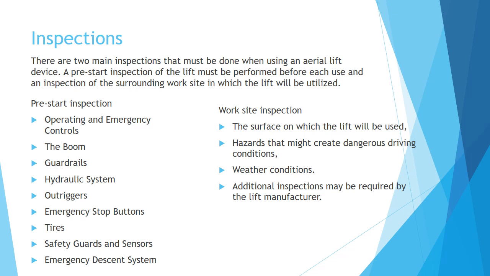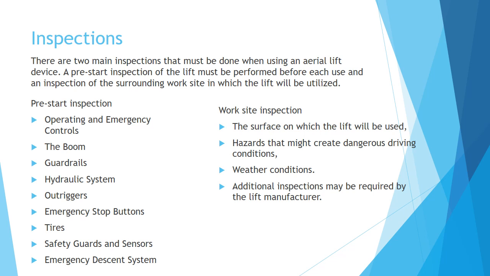Inspections. There are two main inspections that must be done when using an aerial lift device. A pre-start inspection of the lift must be performed before each use and an inspection of the work site in which the lift will be utilized. Pre-start inspections include operating and emergency controls, the boom, guardrails, the hydraulic system, the outriggers if equipped, emergency stop buttons, tires, safety guards and sensors, and the emergency descent system.